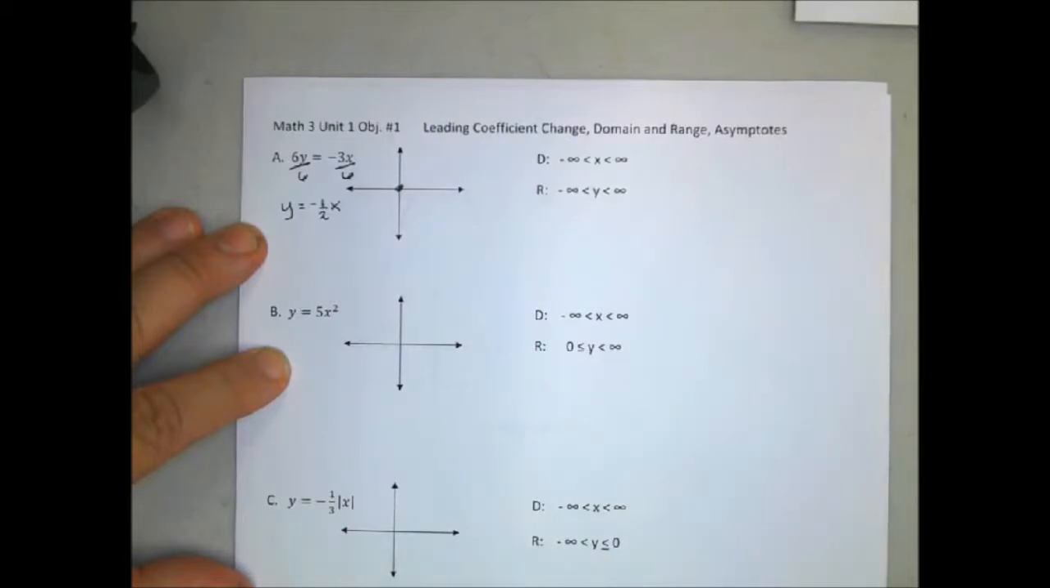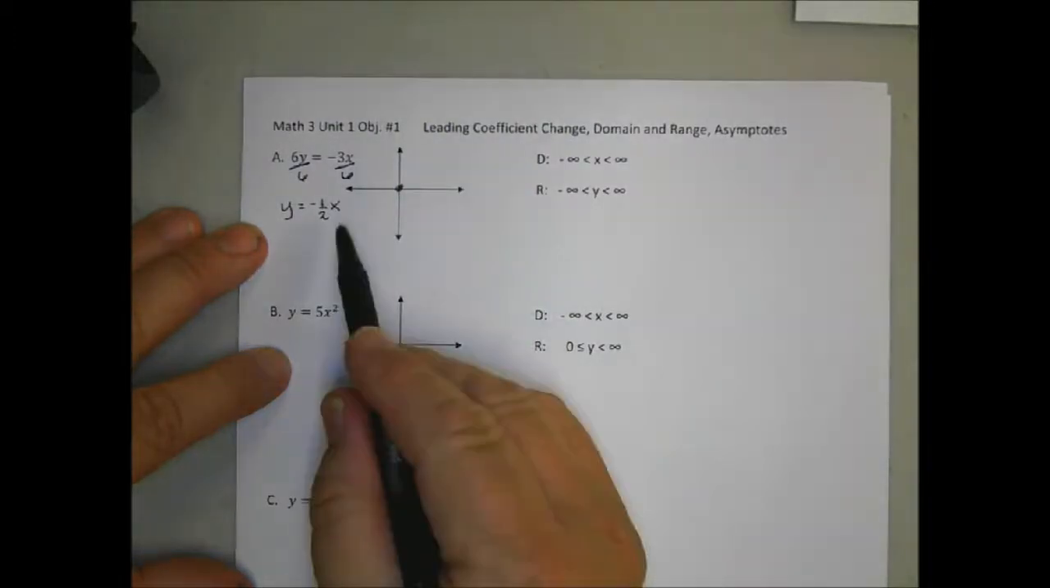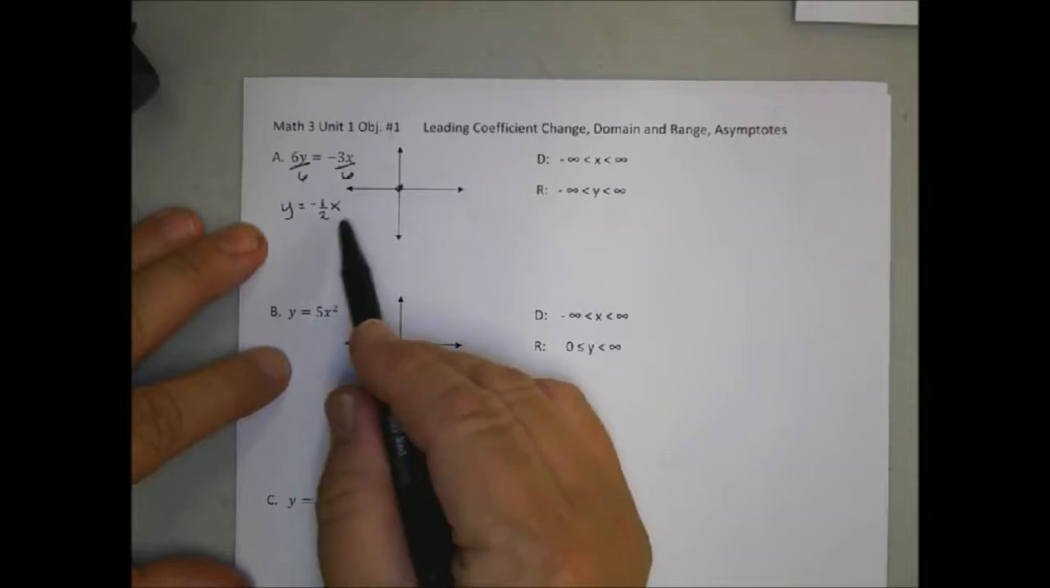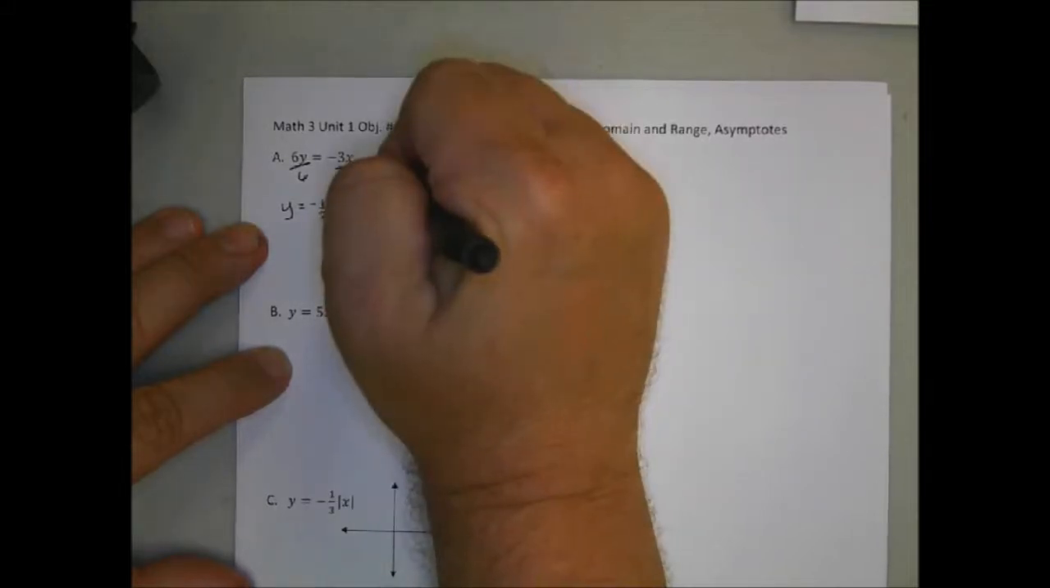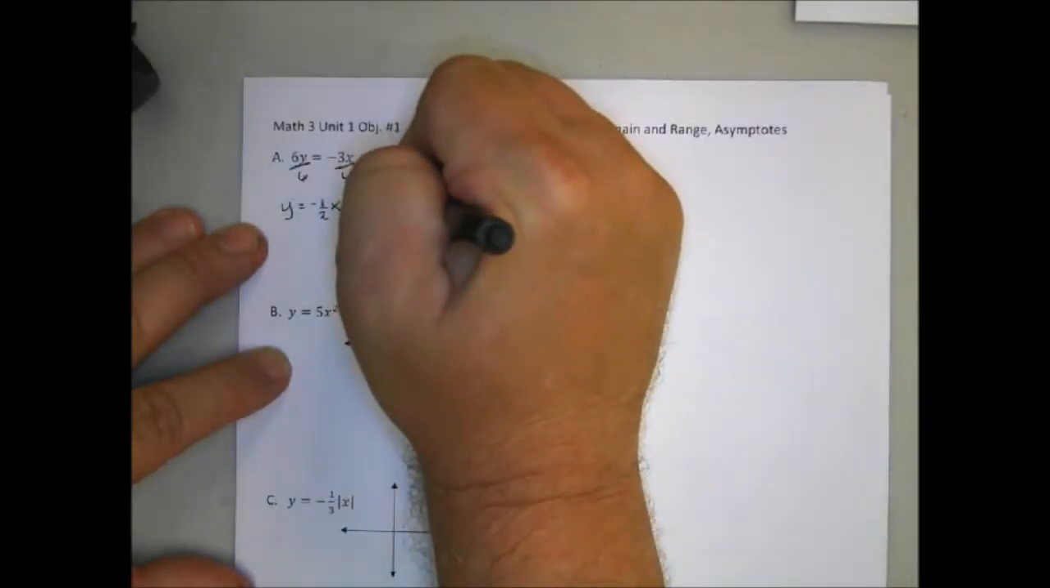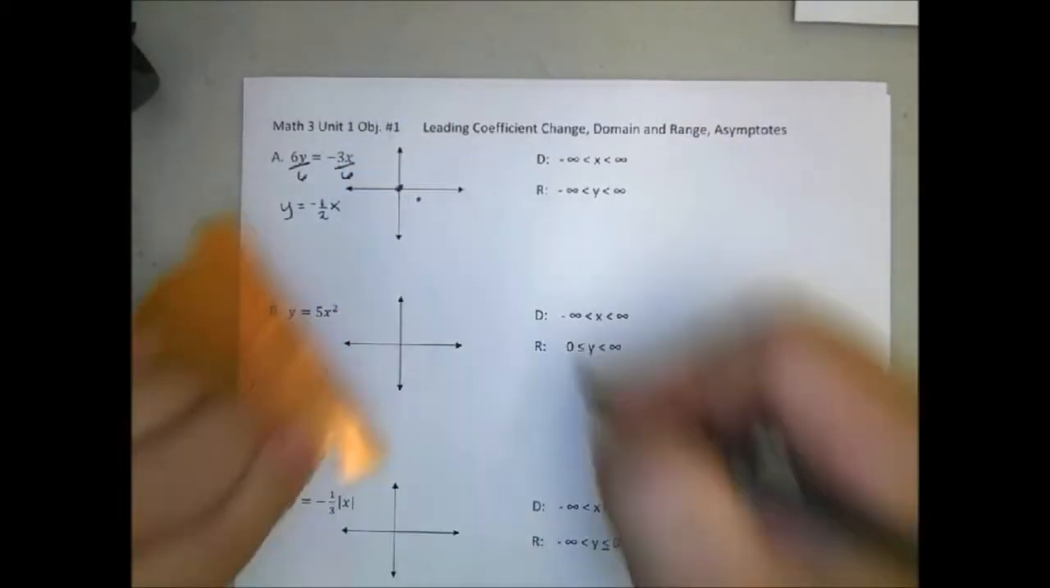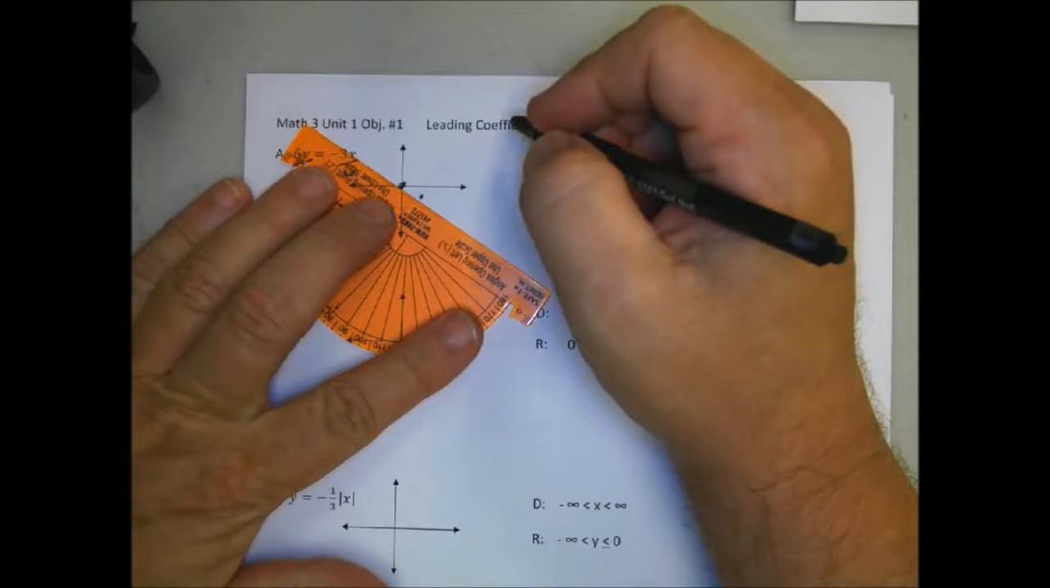But now, what does the -1/2 do? How does it change the equation? How does it change the graph from its parent graph? Well, all this is a slope. So the slope is -1/2. So down 1 over 2. And there you go. There's the new graph.